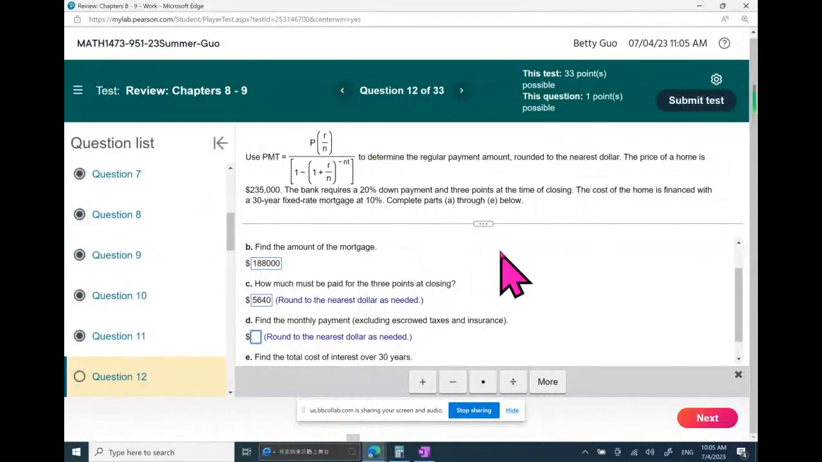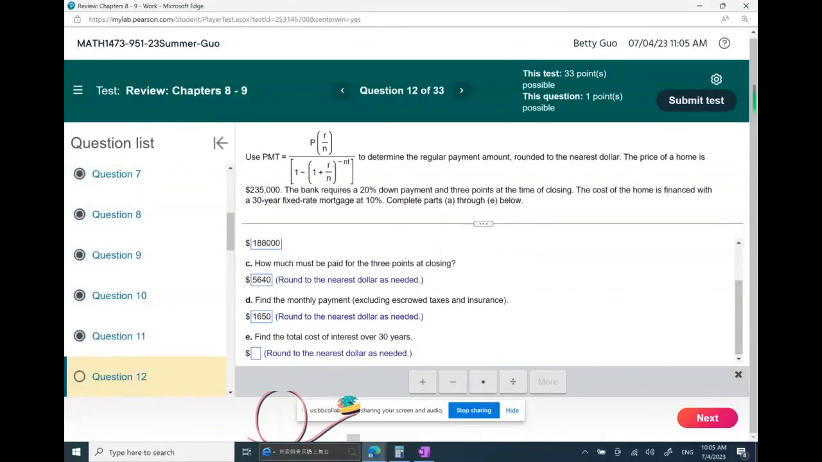Round to the nearest dollar as needed. Must read the information there. So round to the nearest dollar as needed. So 1650. That's the monthly payment without taxes and insurance.